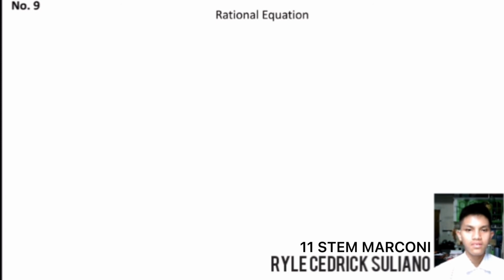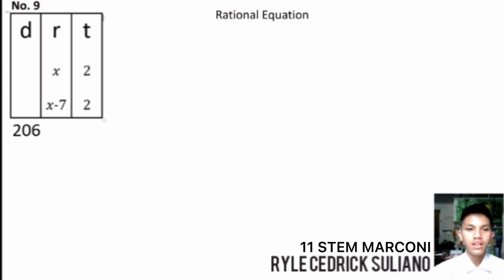Number 9 is a rational equation. It is asked what was Mr. Santa's speed in the first part of the trip. Values of d, r, and t. First r is x and the second is x minus 7. Since the speed has reduced by 7, both times are 2 hours and the total distance is 206 kilometers.